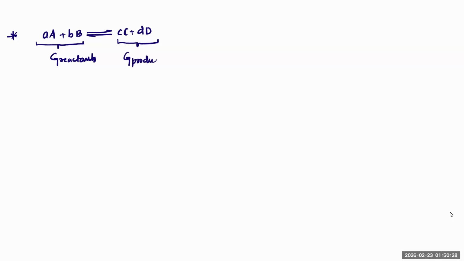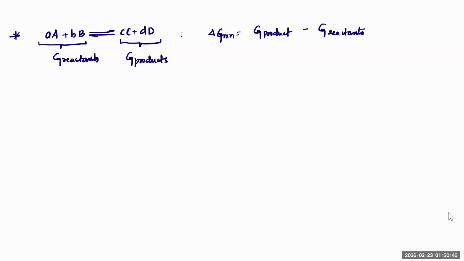Got it? Delta G of the reaction implies the free energy of the products, that is summation of the free energy of the products minus summation of the reactants. Got it? Basically, free energy means the available energy of the reactants which can be converted into work.